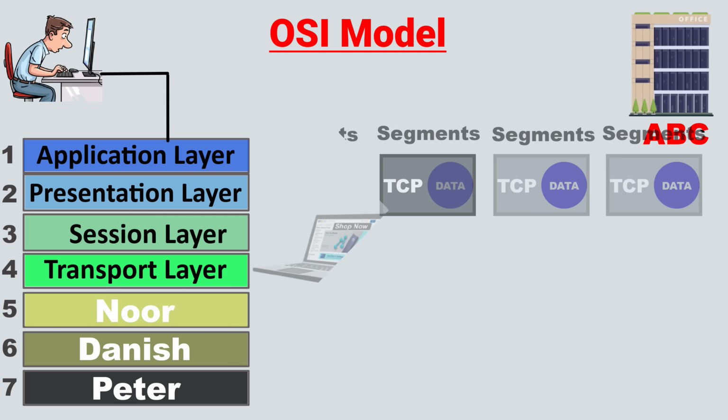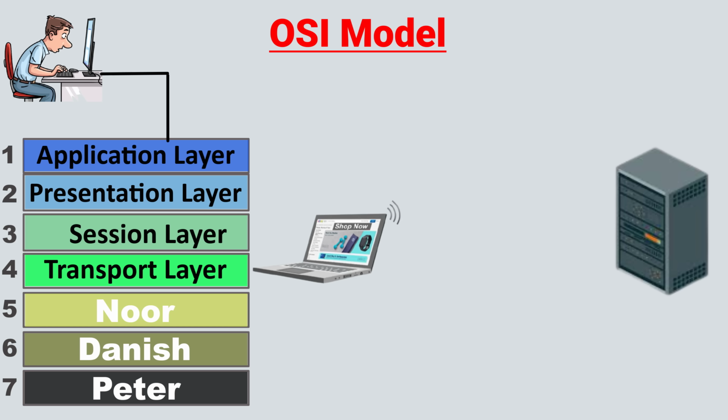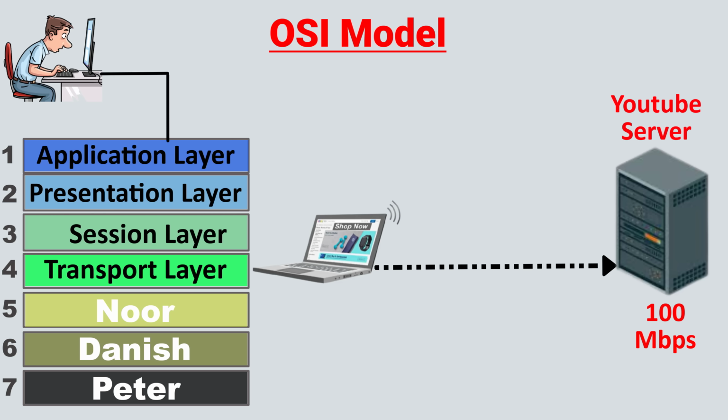In data flow control, the transport layer controls the amount of data being transmitted. For example, a laptop is connected to a YouTube server, and suppose the YouTube server can send data at 100 Mbps speed, but my laptop can process data at a maximum of 10 Mbps speed.